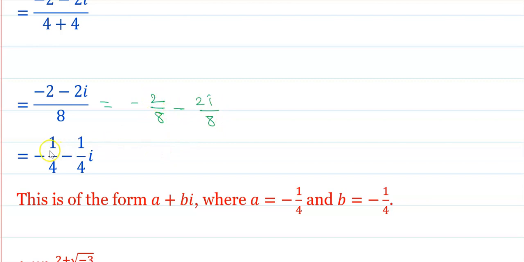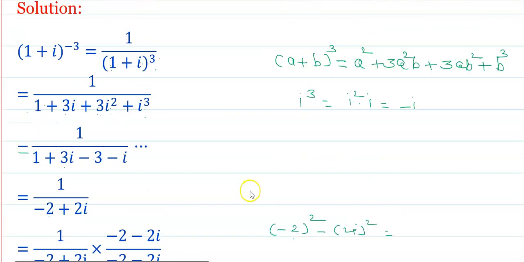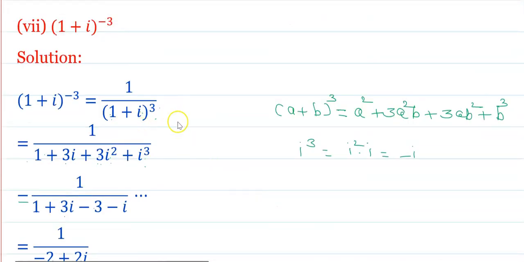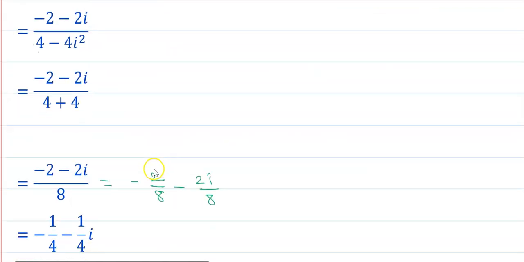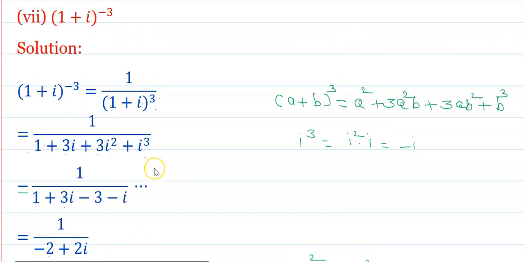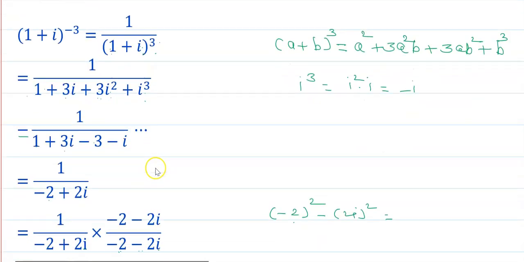And hence you are getting minus 1 by 4 and minus 1 by 4 i. And again in the form a plus ib, where a is minus 1 by 4 and b is minus 1 by 4. पुन्हा तुम्ही इथे बघू शकताय. Expansion आहे फक्त या फॉर्म्युलाचं. Multiplied with conjugate and we are getting the answer.